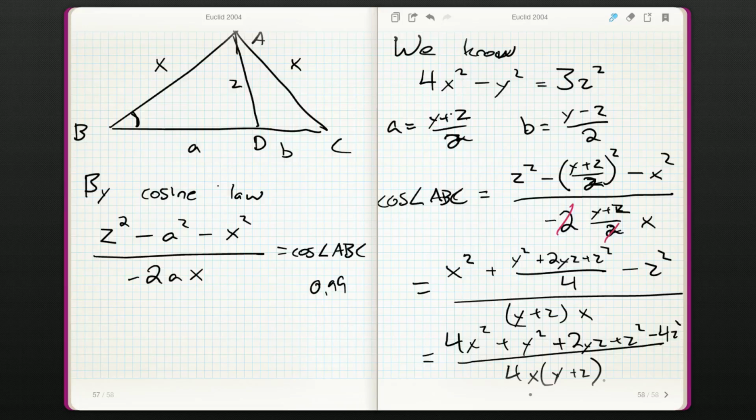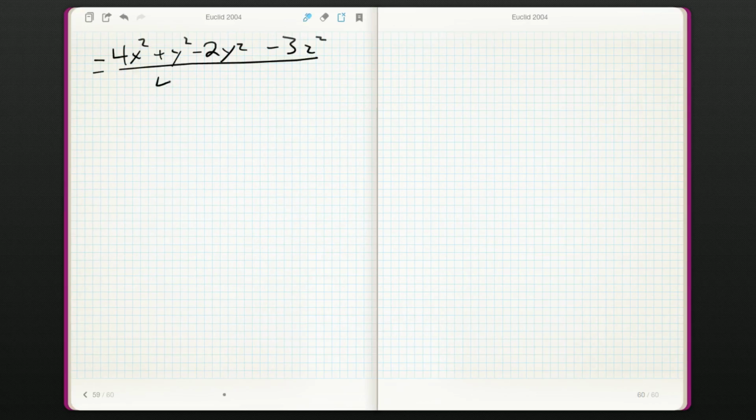Alright, it's not looking the nicest yet. But I'll tell you something we can do. We can get this z squared minus 4z squared and turn it into a negative 3z squared. And I know what negative 3z squared is. So I'm going to keep going. 4x squared plus y squared minus 2yz minus 3z squared, over 4x(y plus z).